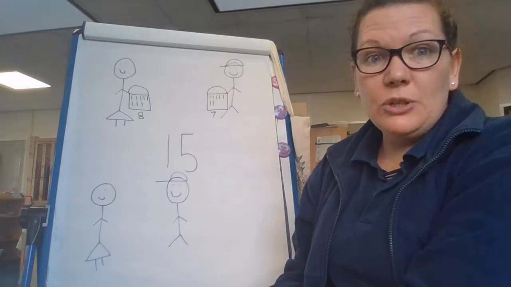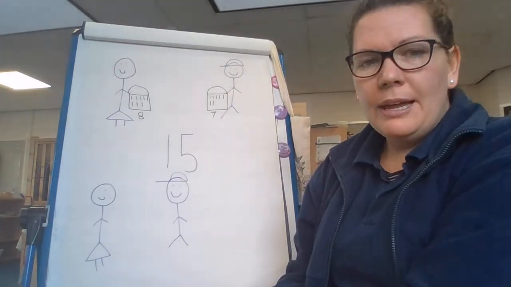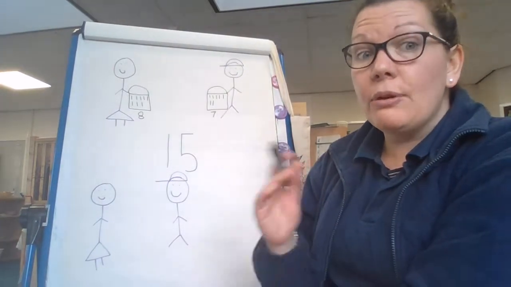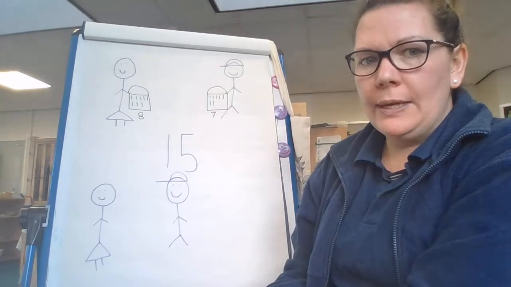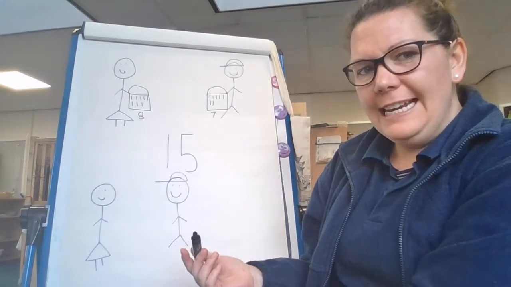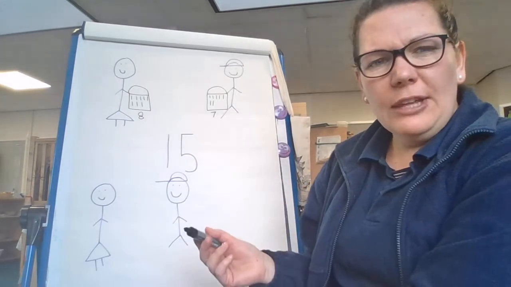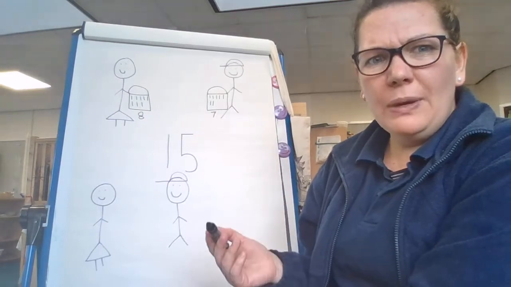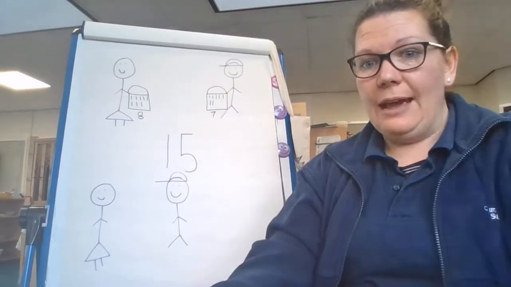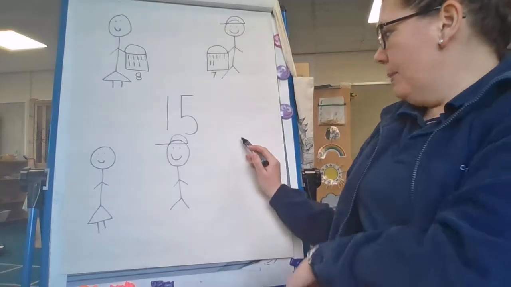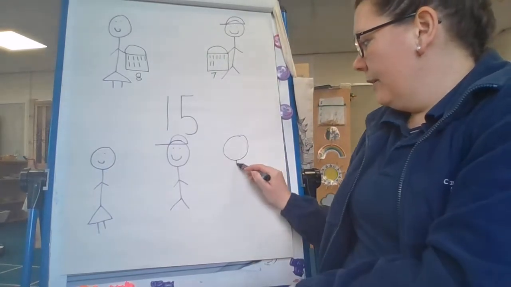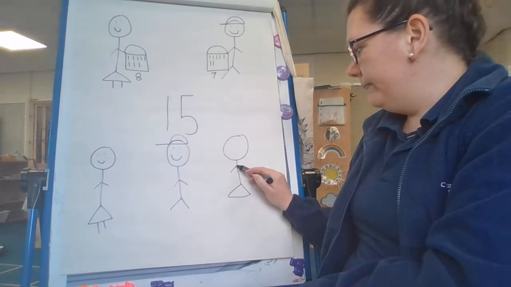Now, I wonder though, if I add another person to our party, shall we see if we can share 15 between 3 people? Now, we know that 3 is an odd number too, isn't it? But if we know 15 is an odd number, do you think you can share an odd number between an odd number? Should we find out? So we've got 1 person, 2 person. Let's draw another person. Okay, let's have another little girl this time.